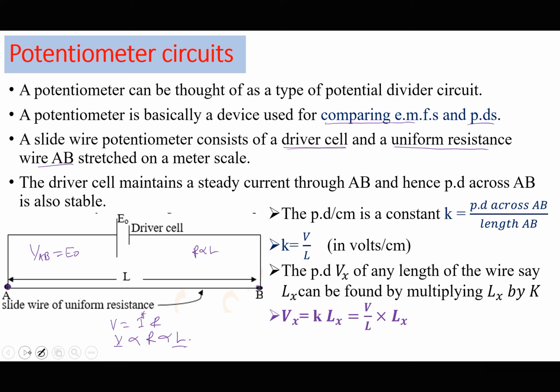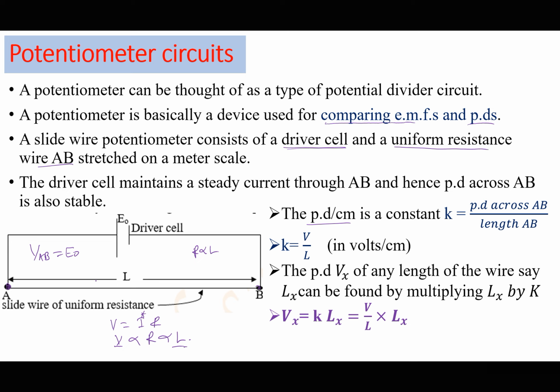So the PD per centimeter in this case, or per unit length, is going to be constant if the wire is uniform, which is going to be the PD across AB divided by the length AB. If the voltage supply is V, or the EMF of the driver cell is V, which is the same as the PD across AB, then the constant, which is the PD per unit length or PD per centimeter, is going to be V divided by the length of the wire.